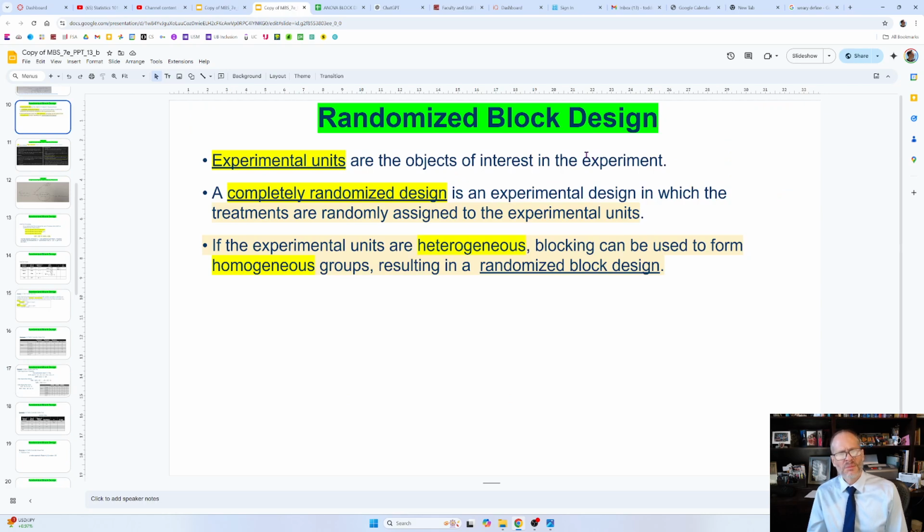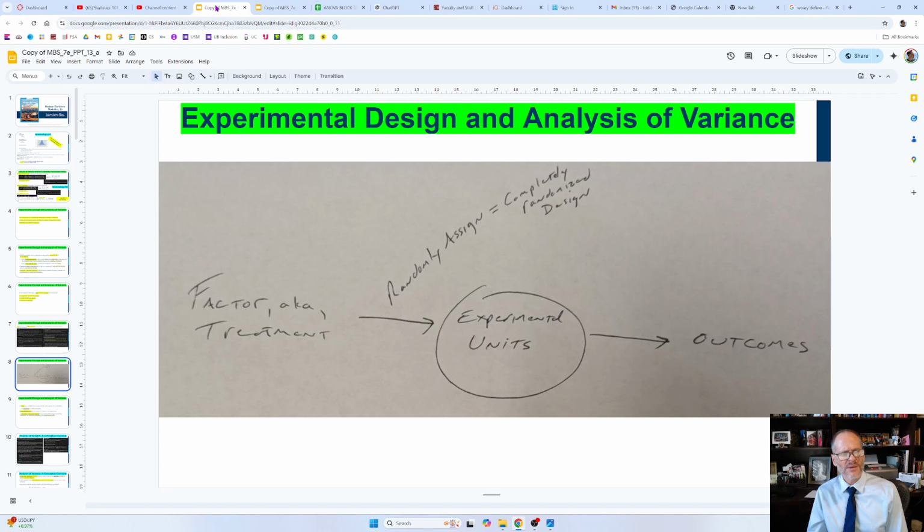A completely randomized design is an experimental design in which treatments are randomly assigned to experimental units. We kind of went over that in the previous one. So we have factors, aka treatments, and they're randomly assigned to experimental units. When you do that, it's called a completely randomized design. And then you measure the outcomes.